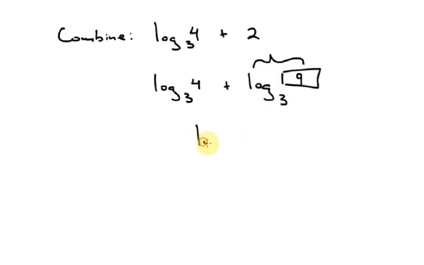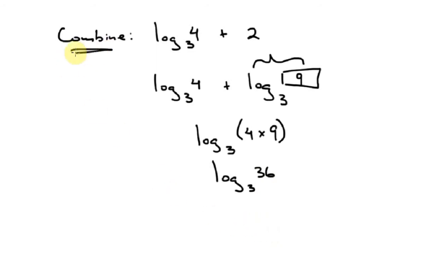Now I can put them together because they both have exactly the same bases, and I'm adding, so this would be like 4 times 9. So we have log of 36 base 3. So now I've combined them. Now I can't work this out, 3 to what exponent equals 36. I could give an estimate, but it didn't say to give an estimate, it just said combine. So that has been combined, and that is complete.